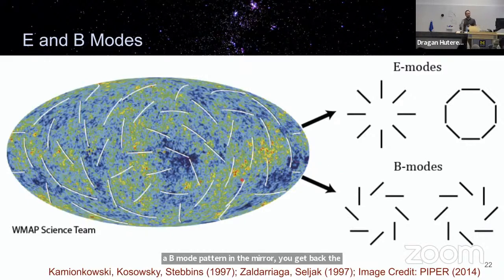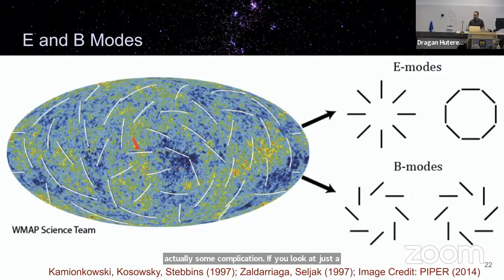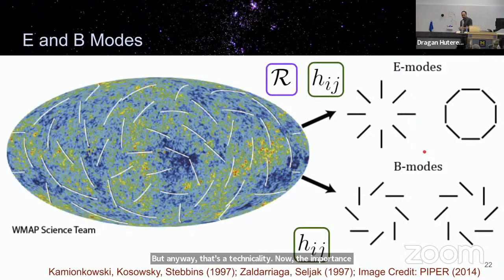There's actually some complication if you look at just a portion of the sky, because there's no longer a one-to-one mapping between Q and U and E and B. But anyway, that's a technicality. Now, the importance of making this split is, as Gil also pointed out yesterday, both the scalar and tensor perturbations produce E mode polarization. However, the scalar perturbations, the density fluctuations, do not produce B mode polarization. The tensor perturbations do source B mode polarization.